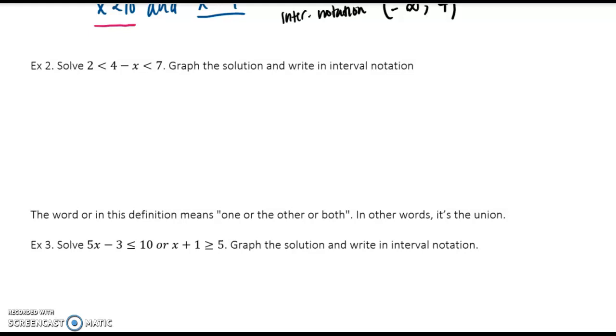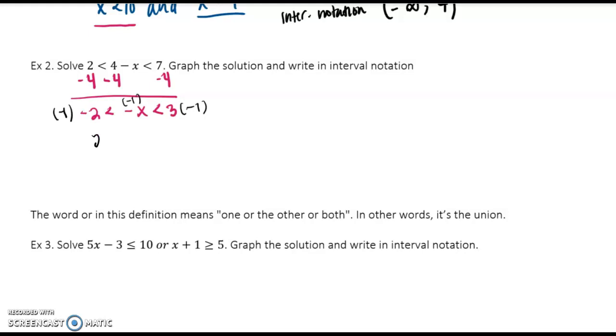Now this is sandwich style, so 2 is less than 4 minus x, which is less than 7. Your goal is still to isolate that x, but in the middle now. So we're going to subtract 4 from all 3 parts of the inequality. You get negative 2 is less than negative x, which is less than 3. Because I have negative x in there, I have to multiply by negative 1. But whatever you do to this one, you also have to do to the other ones.